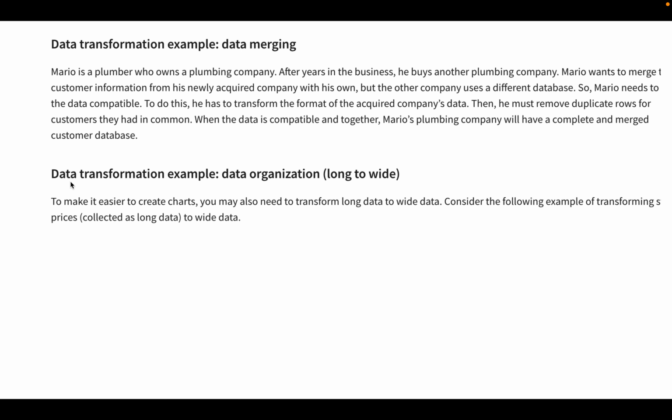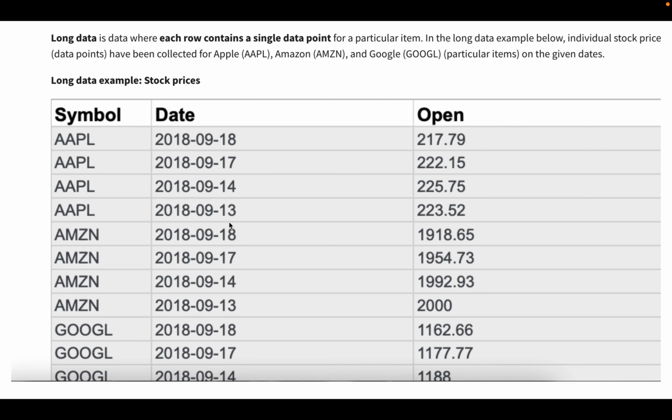Look at this. Another example. Data organization. Long to wide are two different formats. To make it easier to create charts, you may also need to transform long data to wide data. Consider the following example of transforming long data to wide data. What is long data and what is wide data? Alright, long data is data where each row contains a single data point. I just don't get it, but my understanding is very simple.